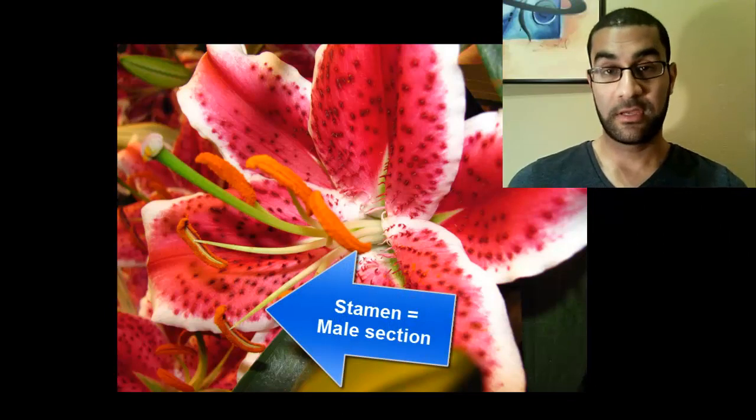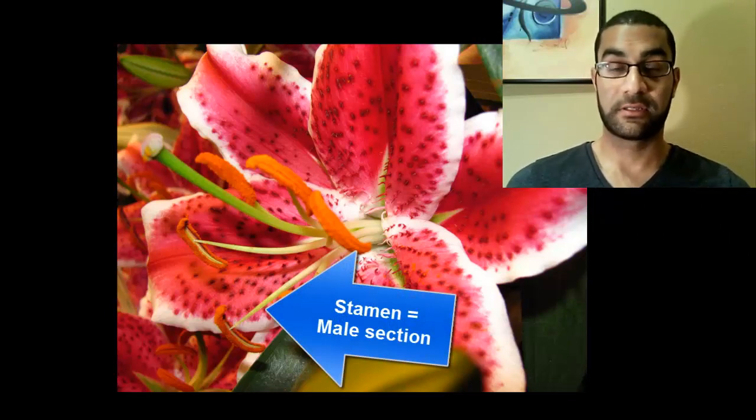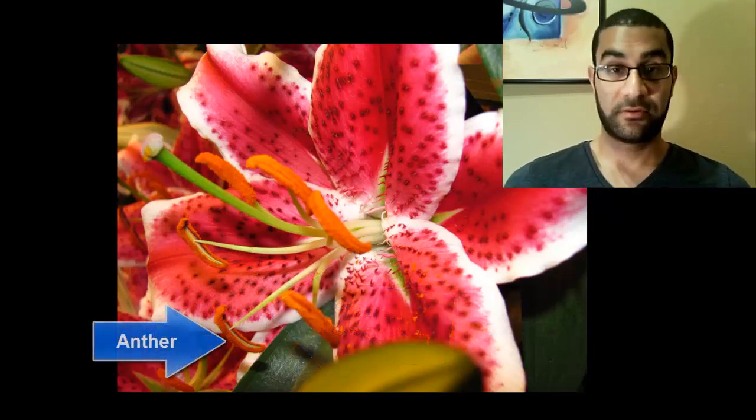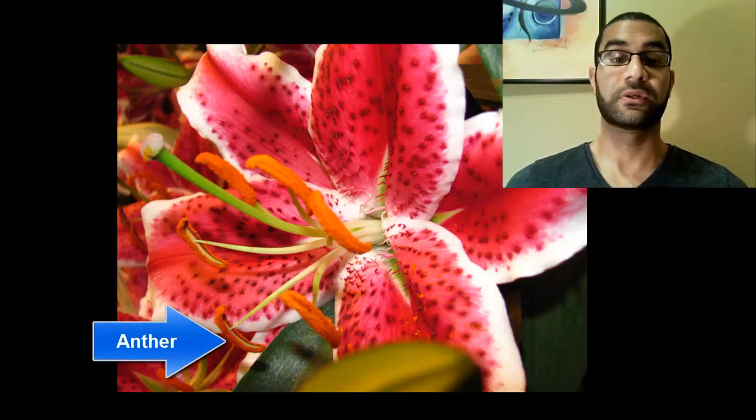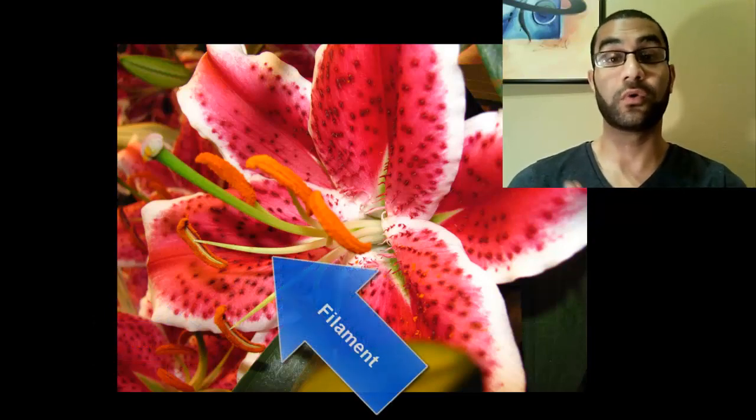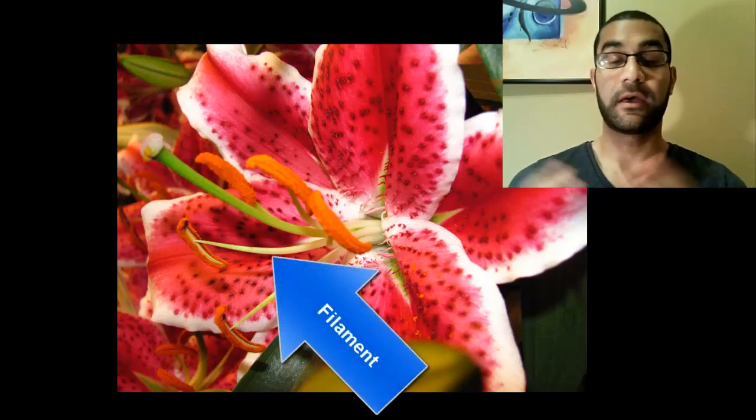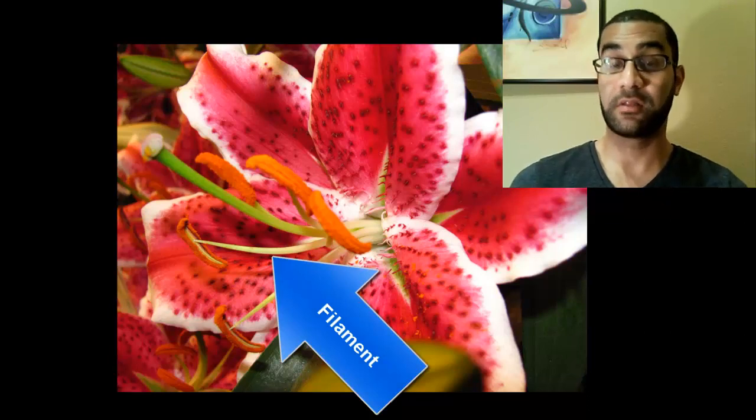The stamen is made up of two key parts. It has the anther, which is what you see at the very top, that has the actual pollen grains, and then it has the filament, which is what holds up the anther. So the male reproductive organ has the pollen. Again, just like the gymnosperm, if you remember, the pollen cone has the male pollen seeds that are there to be able to pass on to the female. So the same situations here.